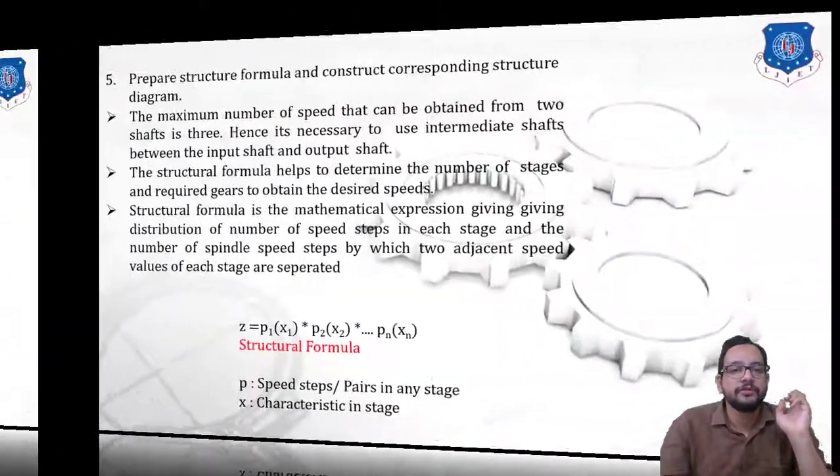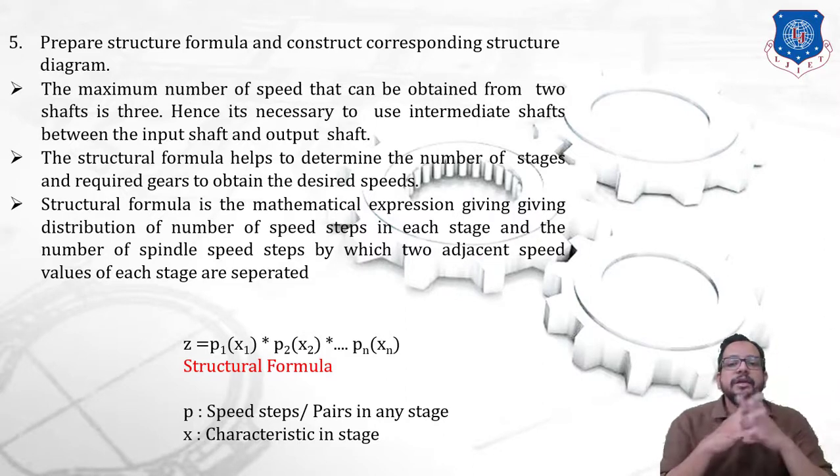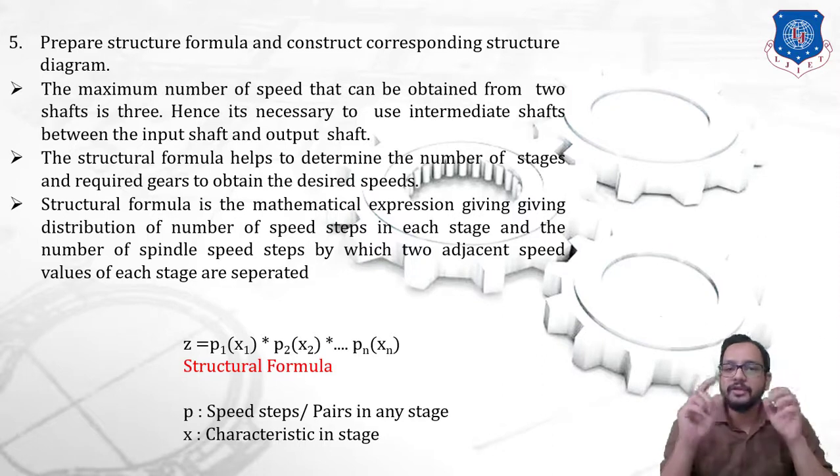Okay, now let us proceed further. Now from this equation we need to prepare a structural formula. So the next step, step number 5, would be to prepare the structural formula and construct a corresponding structure diagram. Now what is structure formula? We are going to say that the maximum number of speeds that can be obtained from 2 shafts is 3, as we have discussed previously by seeing the example, by seeing the diagram, right? So if there are 2 shafts, the maximum speeds available are 3 different speeds. Hence it is necessary to use an intermediate shaft between input shaft and output shaft.